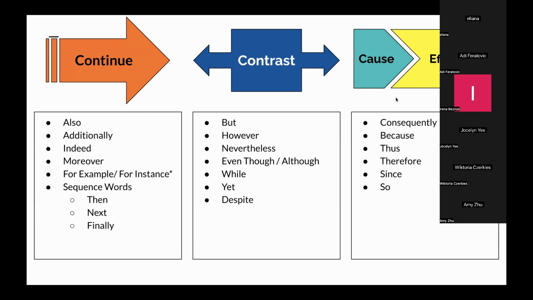And then finally, the cause and effect ones are words like consequently, because, therefore, since, and so. Sorry, my lips are so dry today. For the cause and effect, you can check to see if it is one. You replace it in your head with because of this, and if that makes sense, then it is a cause and effect one. So that's a nice little trick to check if it's causes.